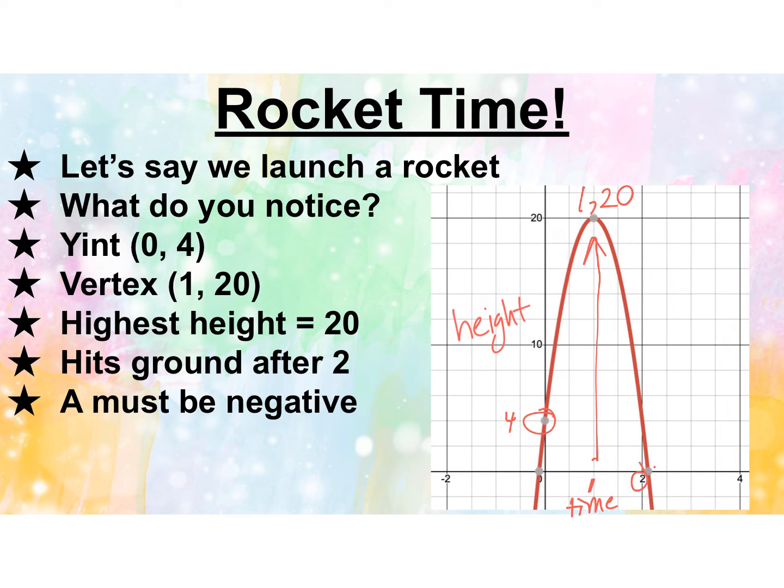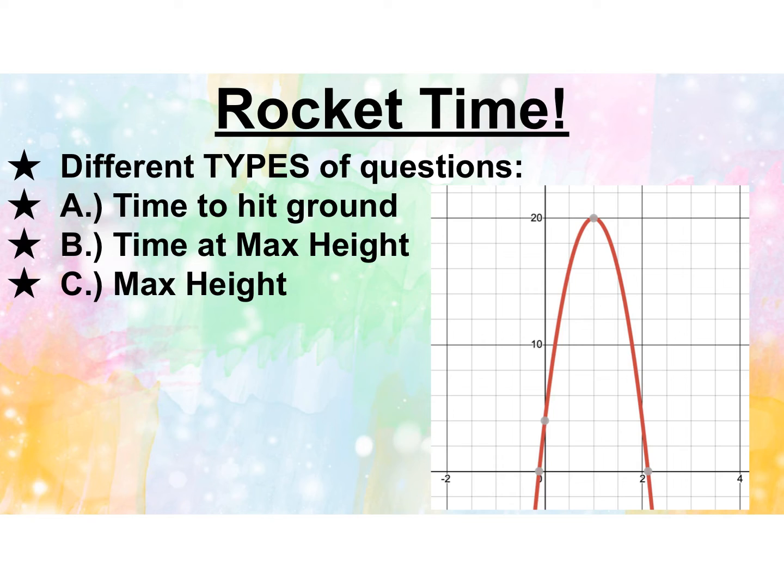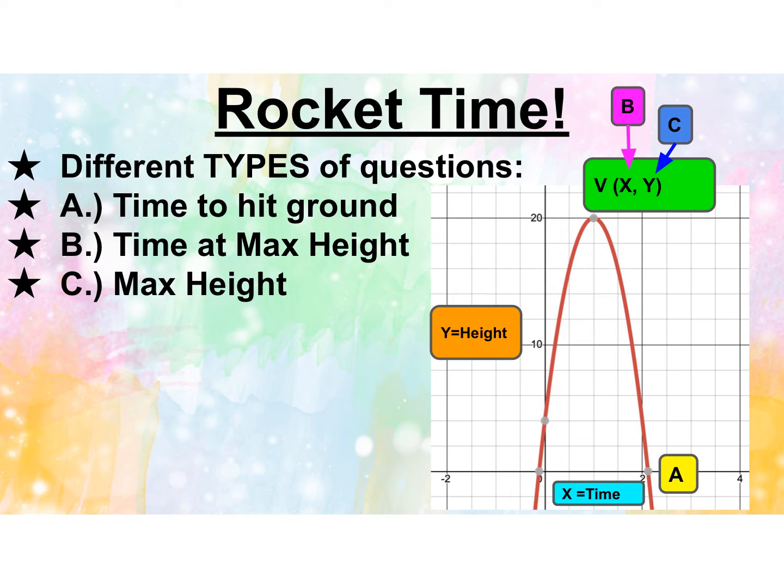And then the 2 is my x-intercept, and that means it took 2 seconds to hit the ground. So when you're doing these types of questions, you might see, what is the time to hit the ground? That's this answer. Here's the ground, this is the time. What's the time at the maximum height? This is still time, so this is x of the vertex. And then what is the maximum height? That's y of the vertex. So we can look at it like that.